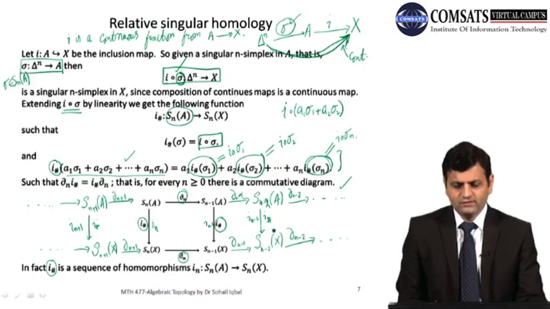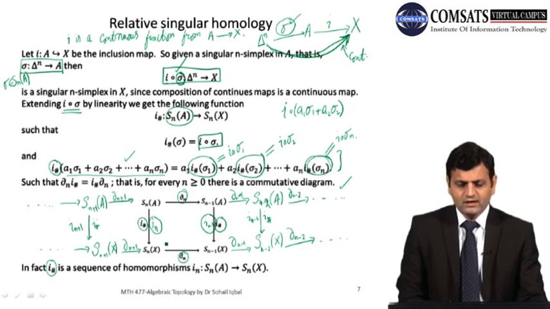Sometimes when you try to specify that this I sharp is between n chains of A to the n chains of X, you write this I sharp as I_n. Similarly, when you want to show that this is a function from n minus 1 chains of A to the n minus 1 chains of X, you can write I_{n-1} with subscript n minus 1. Also, these I sharps or I_n are homomorphisms.